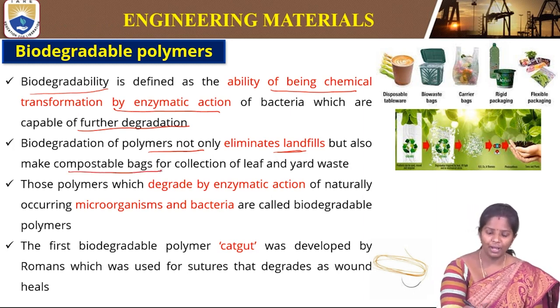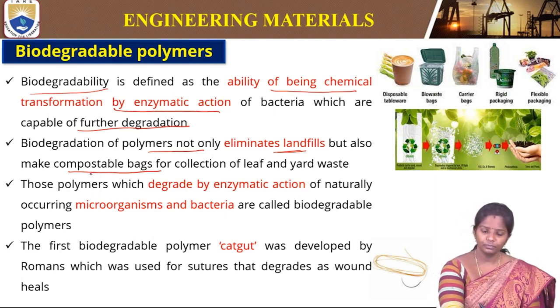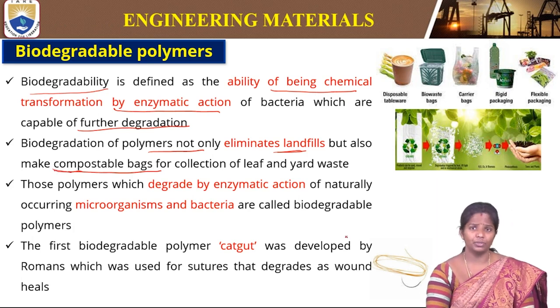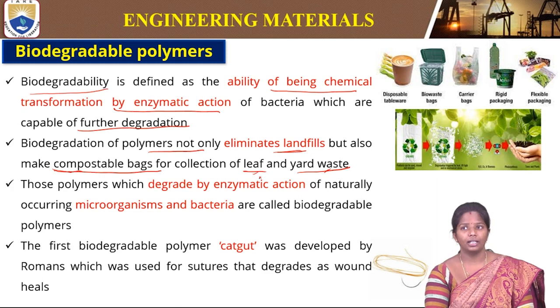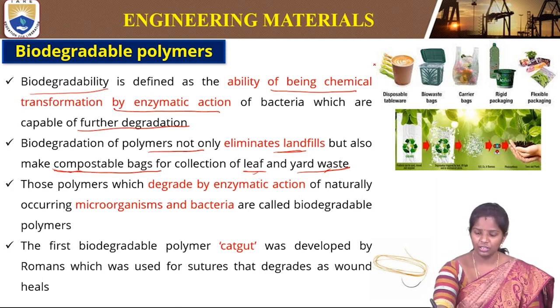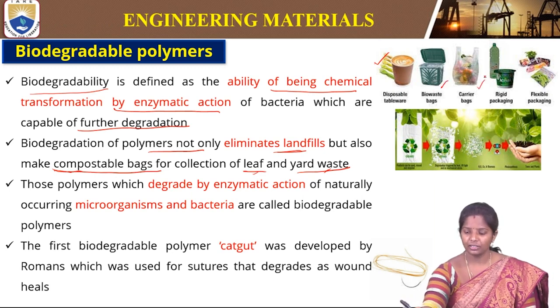And also compostable bags are used for collection of leaf and yard waste. Wherever we see compostable bags, those can be used for collecting leaf and yard waste, and therefore the bag will degrade itself and also degrade the waste and the leaves that are being collected. So the disposable tableware, bio waste bags, and carrier bags, all these are green. When it is green, it is recyclable.